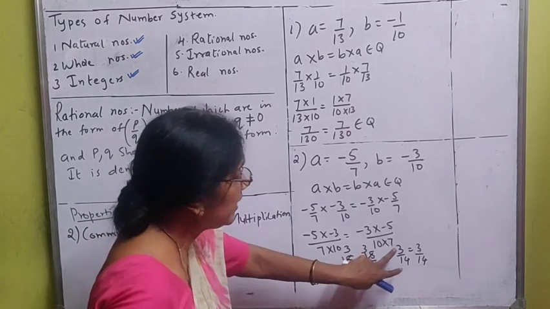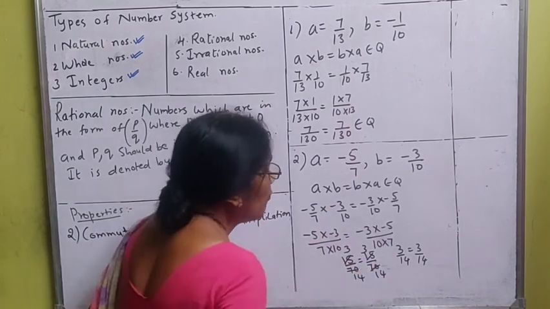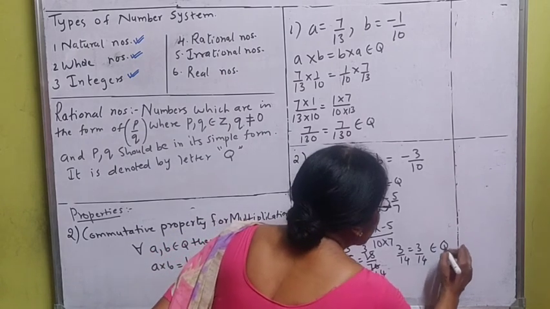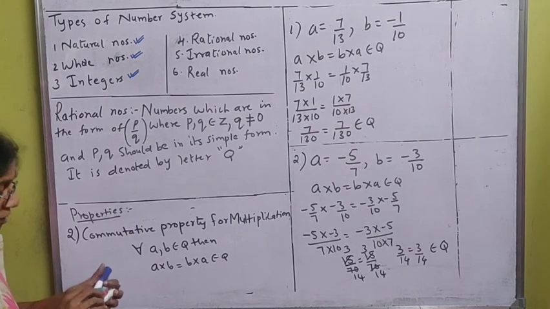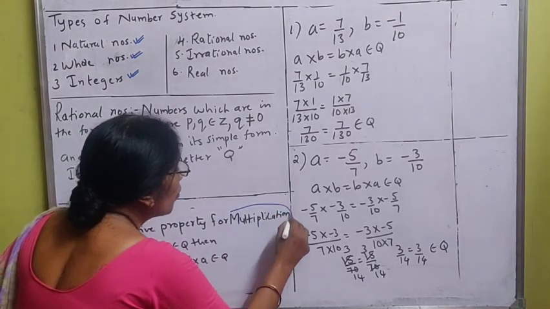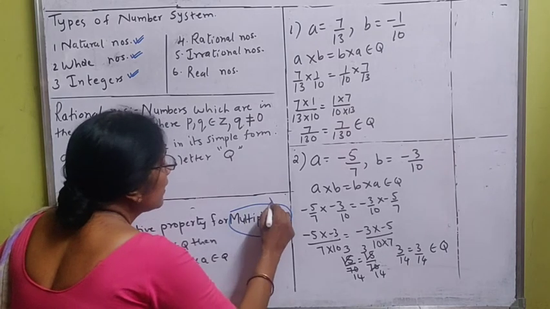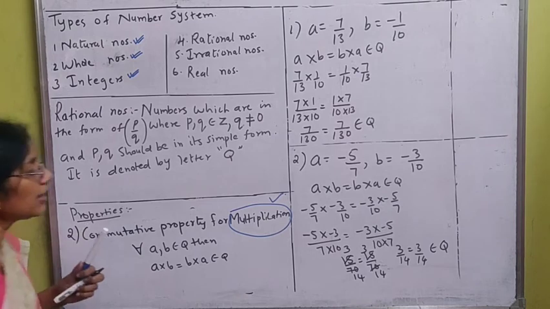Yes. Both are integers, yes. Denominator is not equal to 0, yes. Both are in their simple form, yes. So it belongs to Q. So what does it show? That commutative property for multiplication is true for what? Rational numbers. Now we will come to the last fundamental operation.